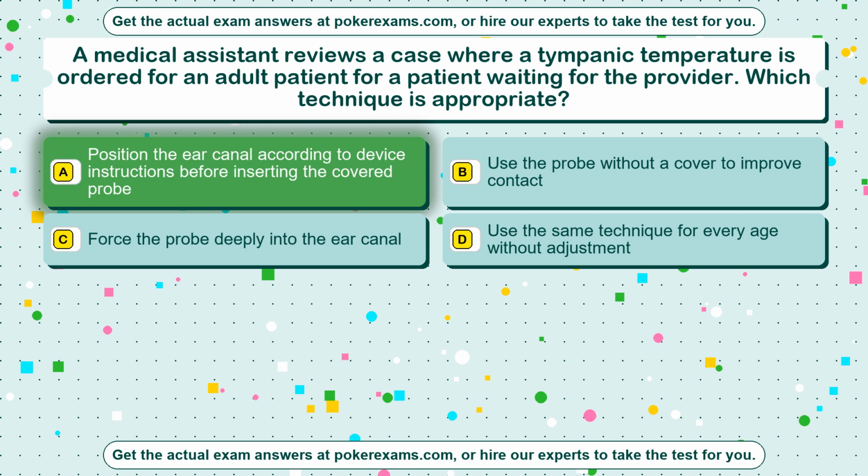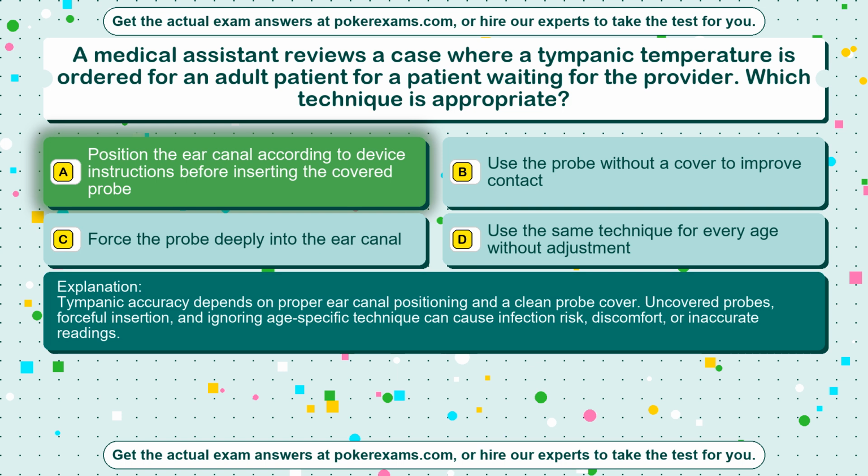The correct answer is option A. Position the ear canal according to device instructions before inserting the covered probe. Tympanic accuracy depends on proper ear canal positioning and a clean probe cover. Uncovered probes, forceful insertion, and ignoring age-specific technique can cause infection risk, discomfort, or inaccurate readings.